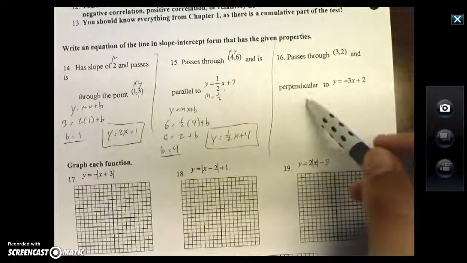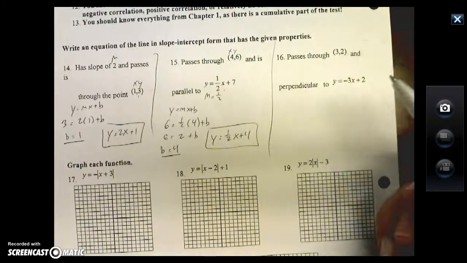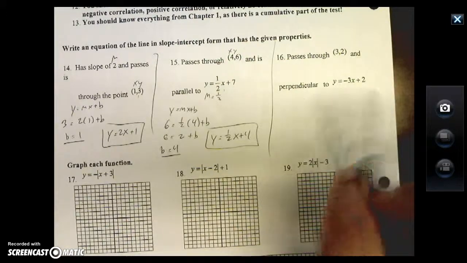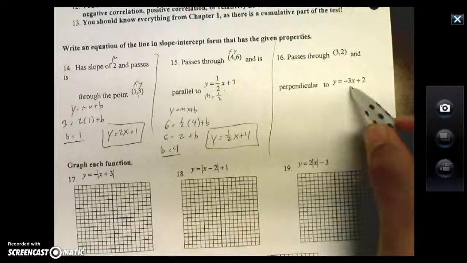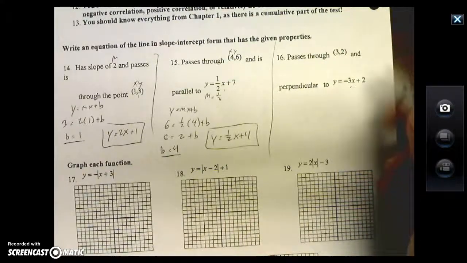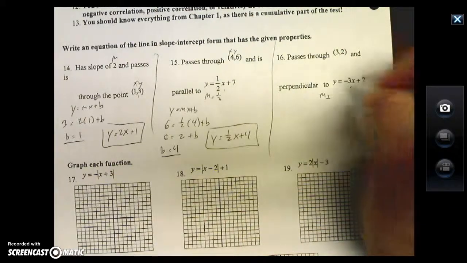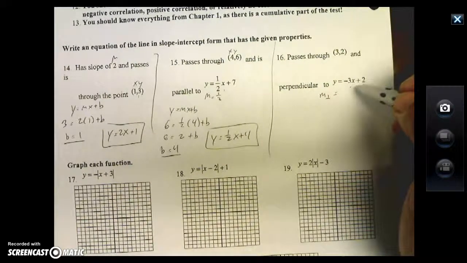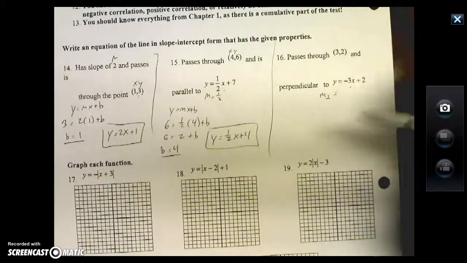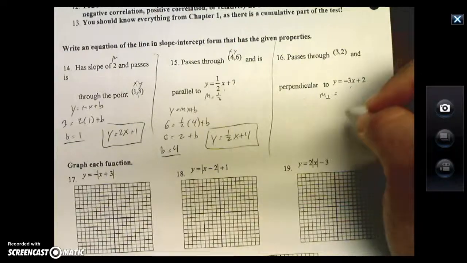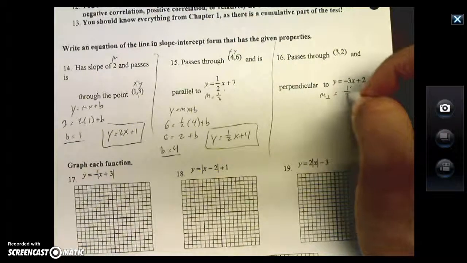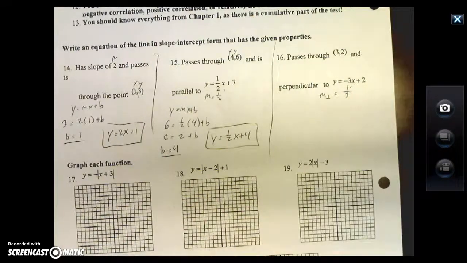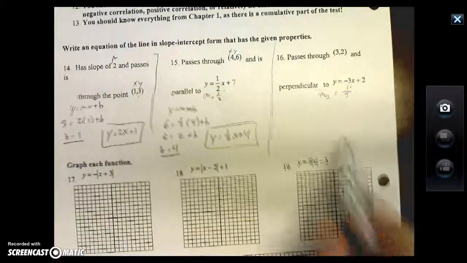Now, the last one, perpendicular. This is the one that throws people off every now and then. Passes through (3, 2) and is perpendicular to y = -3x + 2. The slope for this line is negative 3. Perpendicular slope is the opposite reciprocal, meaning we're going to flip this and negate it. Since it's negative, it becomes positive, and when we flip 3, we get 1 over 3, because technically every number is divided by 1. So here's our new slope, 1/3.